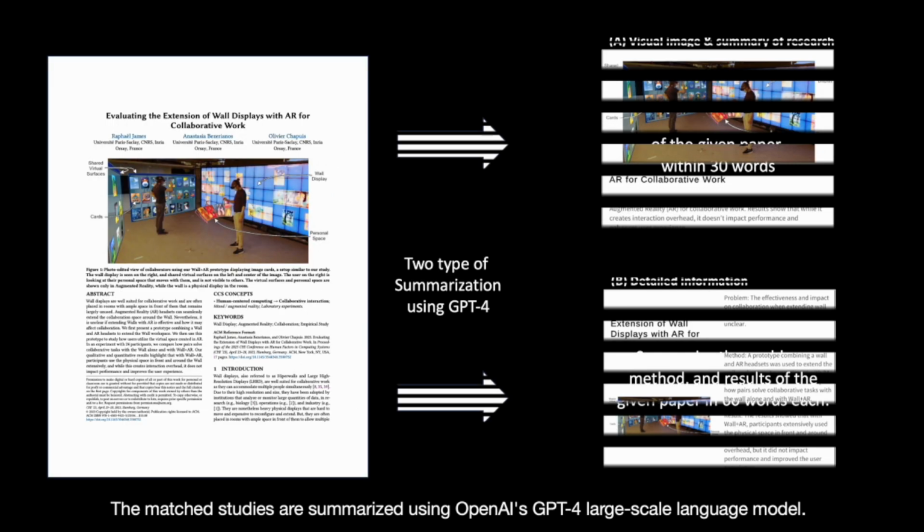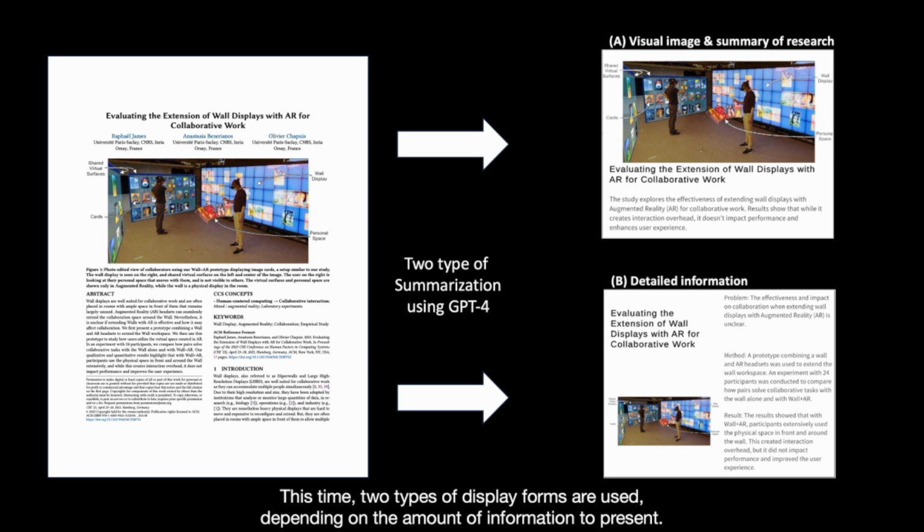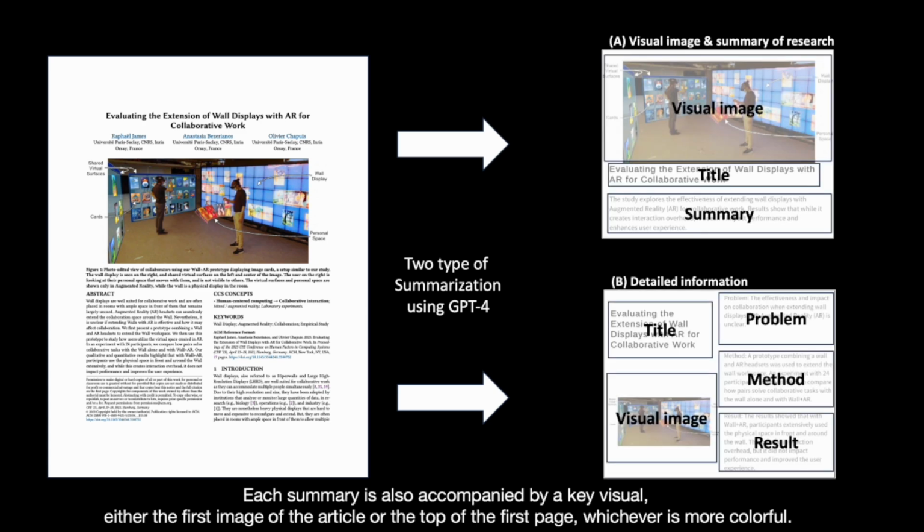The matched studies are summarized using OpenAI's GPT-4, a large-scale language model. This time, 2 types of display forms are used, depending on the amount of information to present. Each summary is also accompanied by a key visual, either the first image of the article or the top of the first page. A more colorful one is chosen for the key visual.